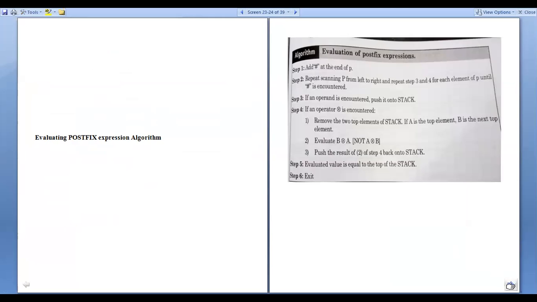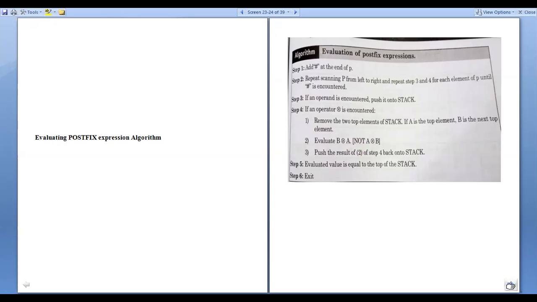We'll go to the next topic, evaluating a postfix expression. What we have to do with respect to step 1 is add a hash at the end of P. Step 2 is repeat scanning P from left to right and repeat steps 3 and 4 for each element of P until hash is encountered.